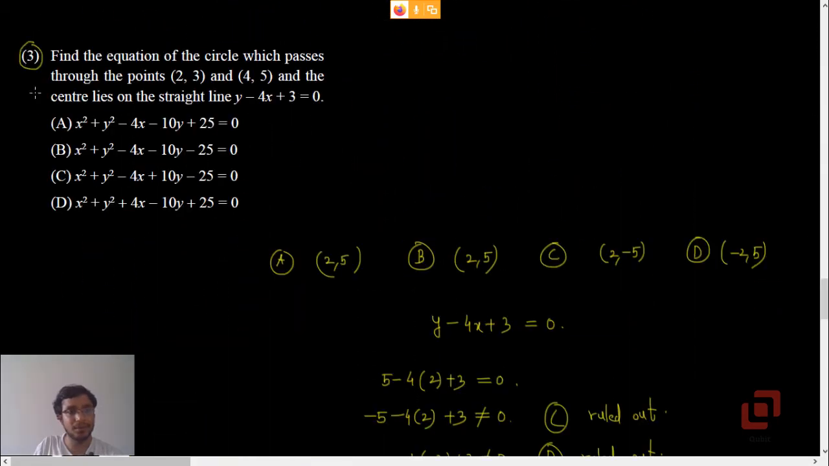Question 3. Find the equation of the circle which passes through the points (2, 3) and (4, 5), and the center lies on the straight line y minus 4x plus 3 equal to 0, and we have 4 options. Again, I have solved this MCQ by eliminating the options.